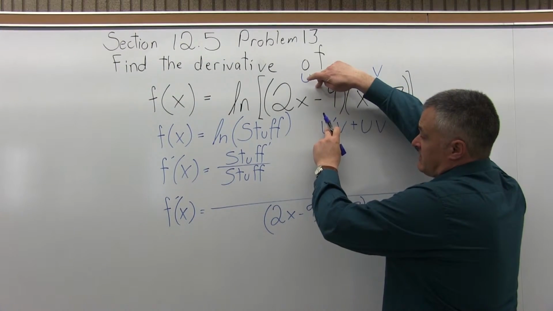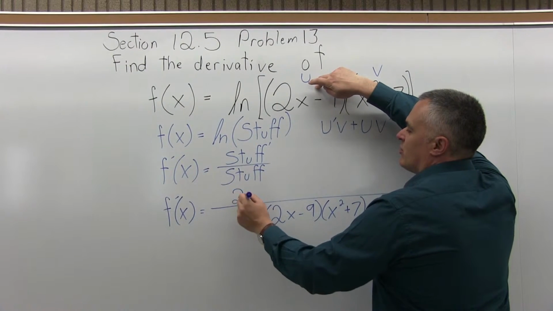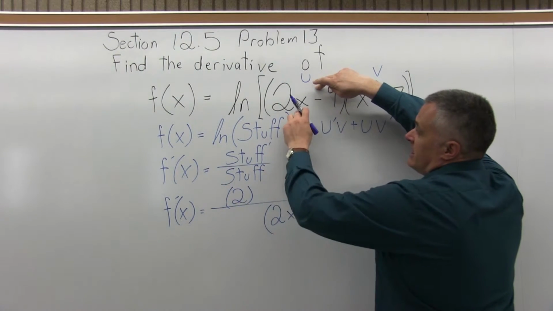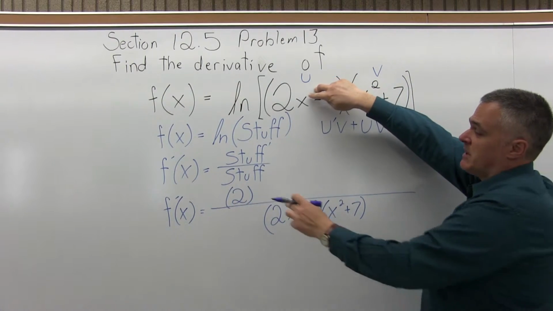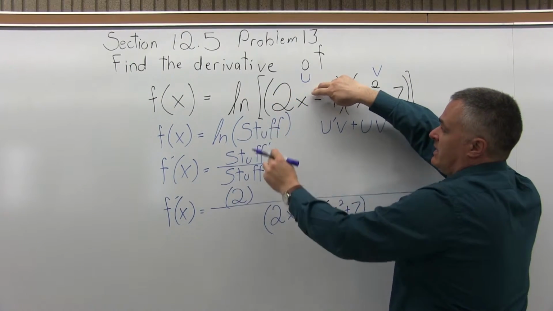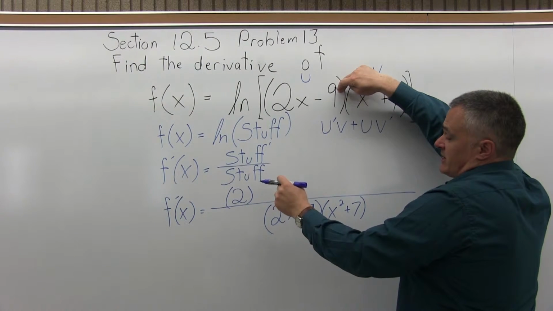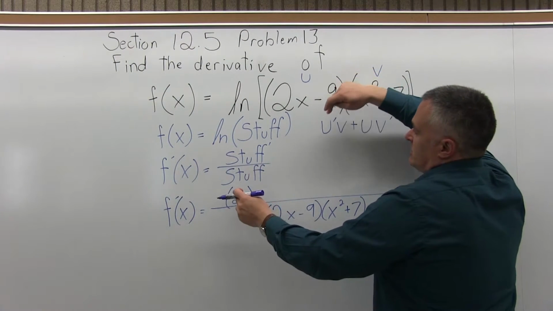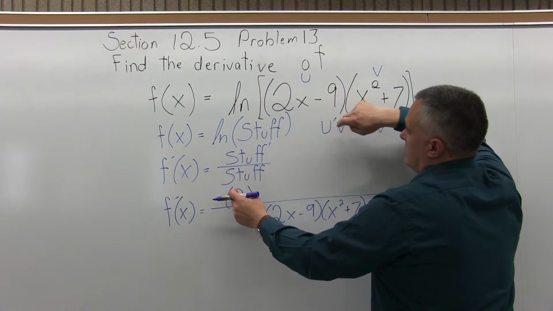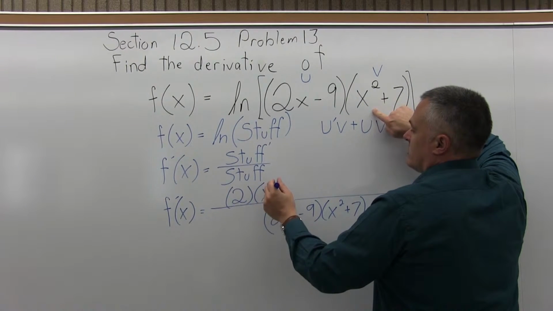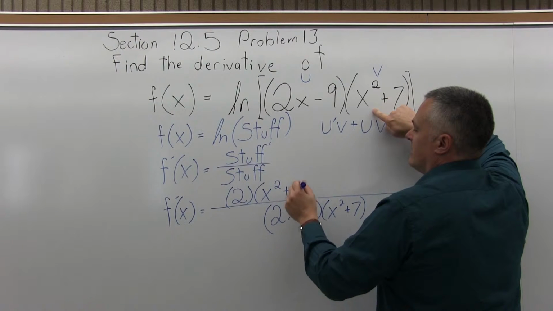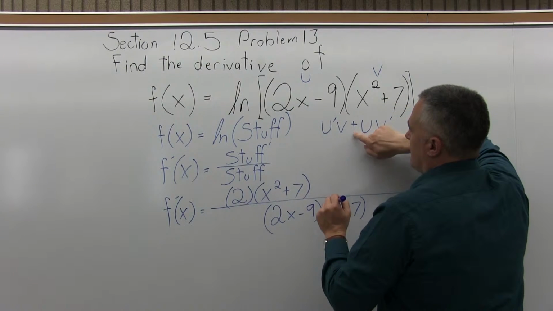So u is 2x minus 9. U prime is 2. Again, the 2x minus 9, the 2x gives me the 2 because x to the first power, the derivative is the number in front. The minus 9 has no x, so its derivative is 0. So that's my u prime, just 2. Then v, no prime, just v, so v is x squared plus 7. Then I have plus.